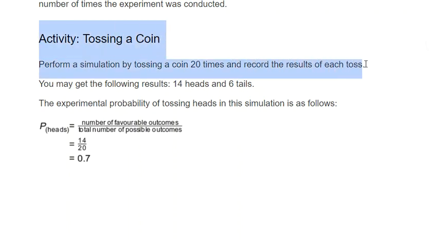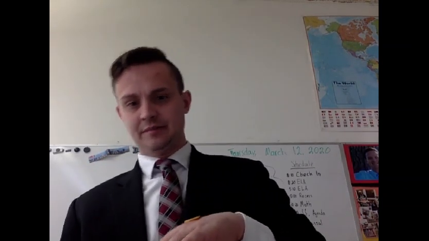Toss a coin 20 times and record the results of each toss. So you should have your coin. You should be flipping it. Yellow. Write down yellow. Flip it. Flip it. Yellow. Write down yellow.